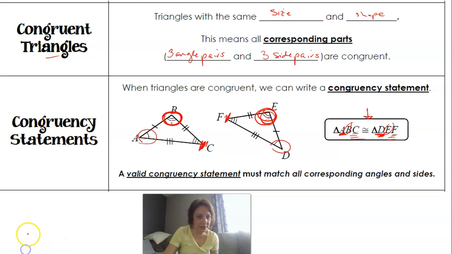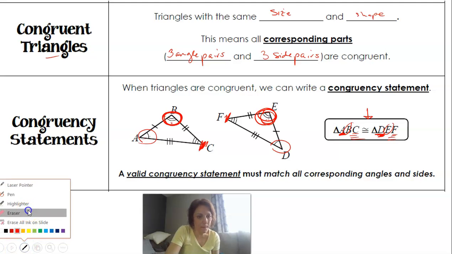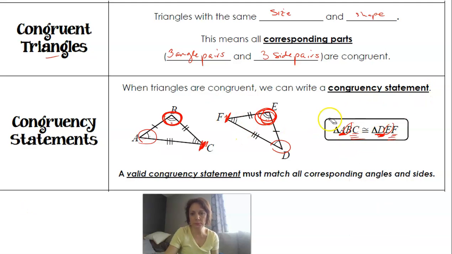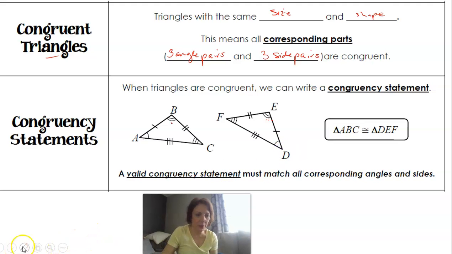Let me clear this a little bit so we have a little bit of room to work. Okay, so instead of looking at angles, let's look at sides and how those flesh out in the name.